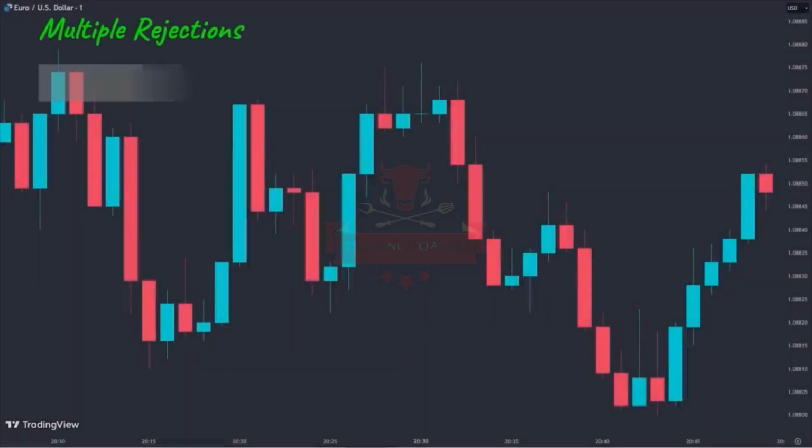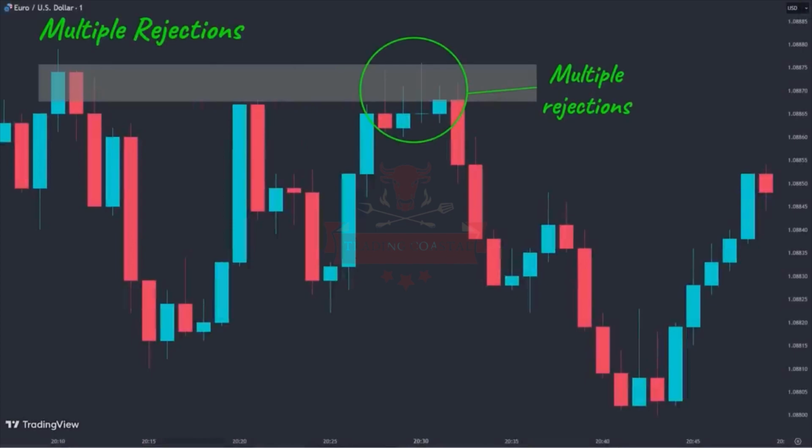Here in the opposite direction, we had a key level of market structure acting as resistance several times. When the price returned to this level, we had multiple wicks sticking out and rejecting this area. Once again, it shows that the sellers held this level strong and confirmed the reversal.